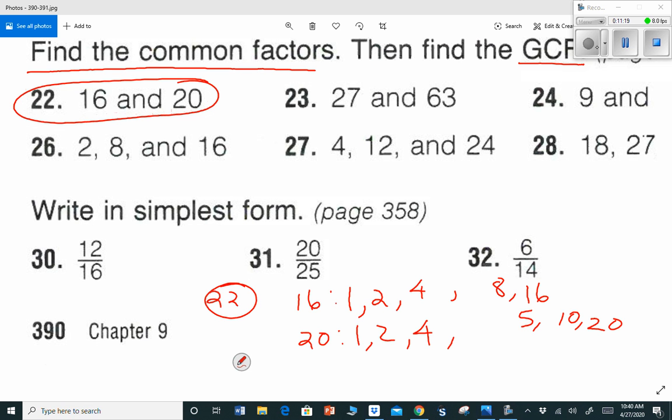So these are all of the factors of 16 and 20. And we're supposed to now find the greatest common factor. That means which number appears in both lists and is the biggest one. Okay, so 1 and 2 and 4 appear in both lists. So 4 is the one we want because that's the greatest one. So the GCF is 4.